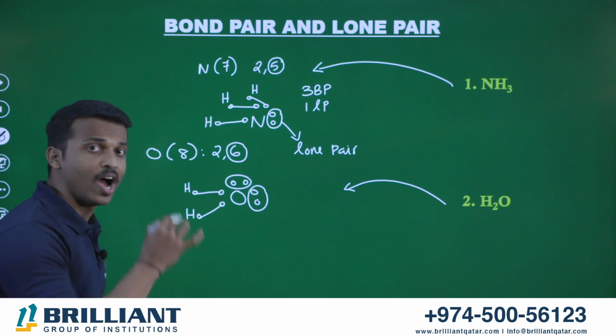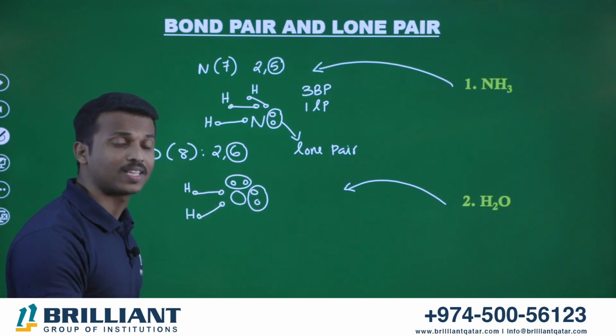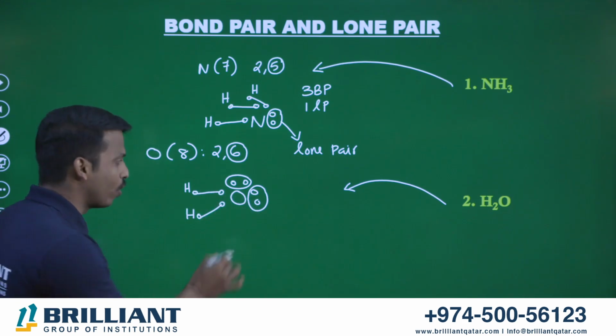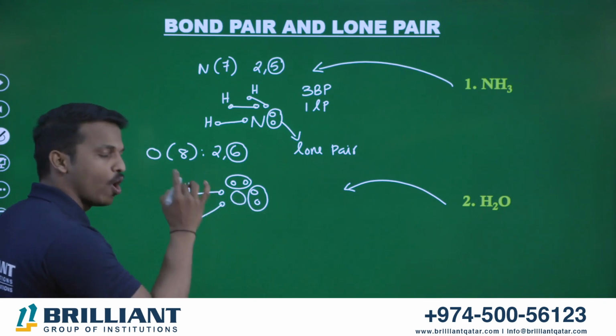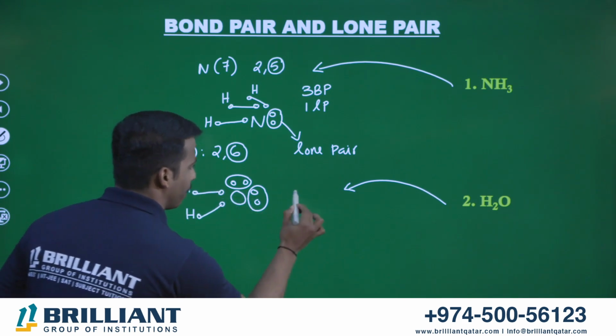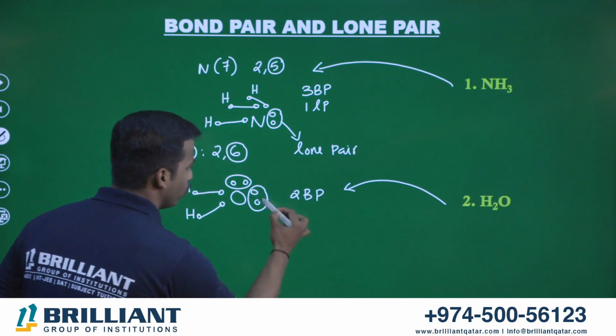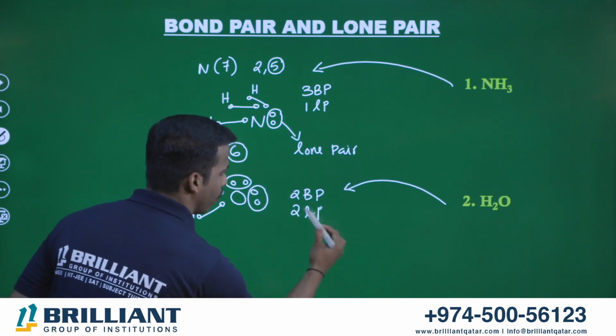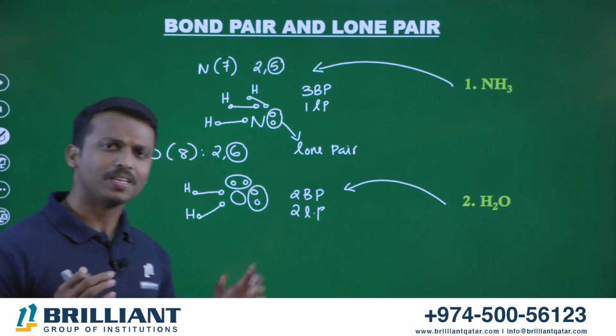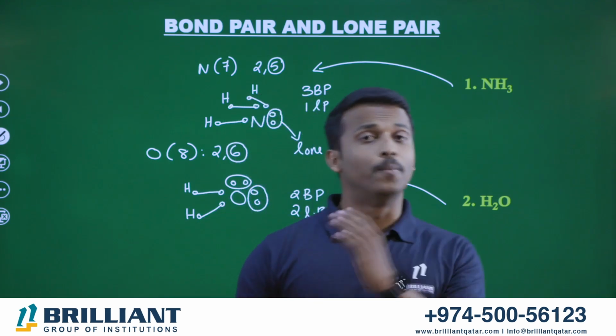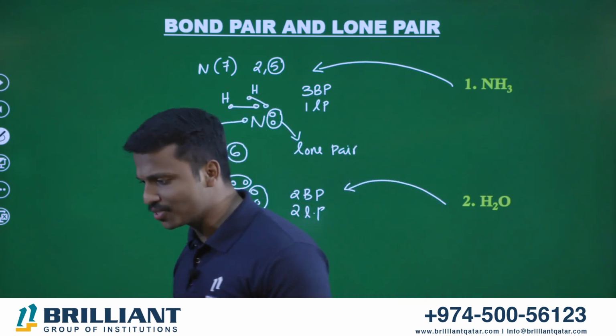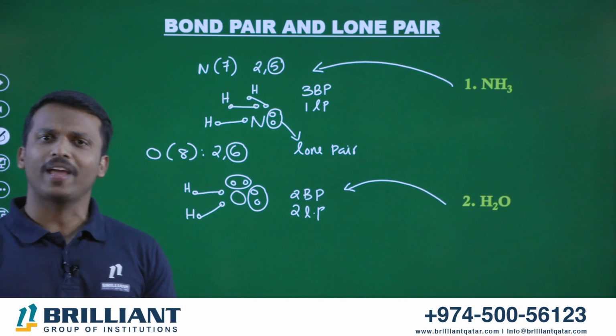So can you tell me how many bond pairs and lone pairs are there in this compound? On this central atom oxygen, how many bond pairs? 2 bond pairs, and we have 2 lone pairs. All right, 2 bond pairs and 2 lone pairs. This is the way to find out bond pairs and lone pairs. Then you can ask the question, why are we calculating bond pairs and lone pairs?